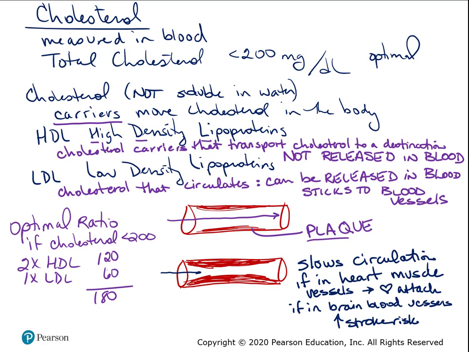So this is why, if your cholesterol levels are elevated, the doctor might be concerned. Optimal, so we said optimal ratio. If your cholesterol's just under 200, say like 180, optimally you want your HDL to be higher than your LDL, because HDL is the cholesterol carrier, doesn't let it go. In fact, HDL can pull cholesterol off the wall of vessels. So that's why HDL has always been called the good cholesterol.